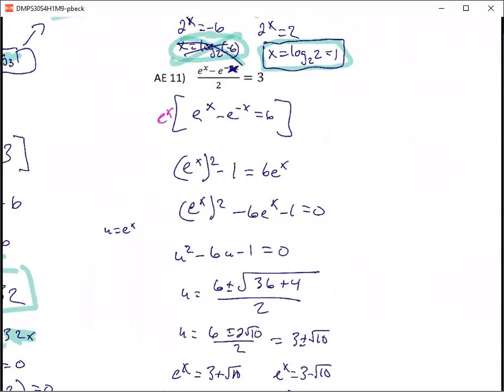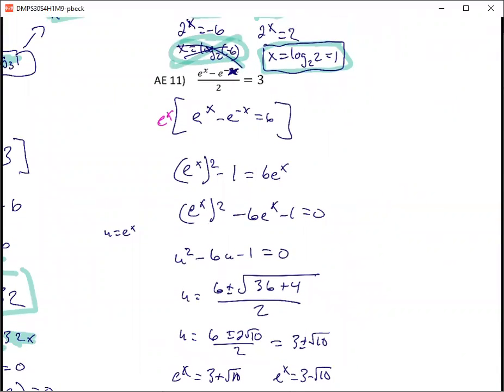Last but not least, I have problem number 11. Now there's a typo in this problem that was supposed to be e to the x minus e to the negative x. So first step is I multiply both sides by 2. Then I'm going to multiply by e to the x, which sounds kind of strange, but the reason why is e to the x times e to the negative x is 1. And so I end up with only positive exponents.